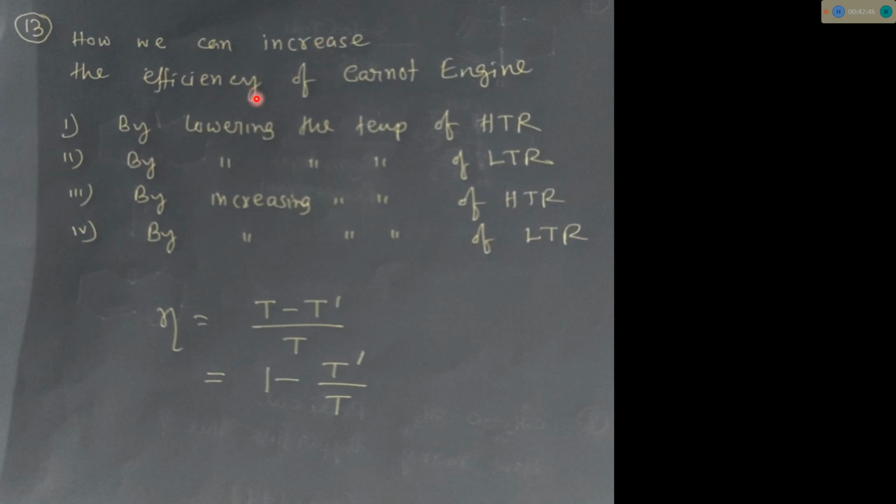So how can we increase the efficiency of a Carnot engine? By lowering the temperature of HTR, meaning high temperature reservoir, or you can say source, or by lowering the temperature of the low temperature reservoir, meaning sink. High temperature reservoir means source, low temperature reservoir means sink. This is the formula of efficiency, (T minus T dash) by T. T is the temperature of the high temperature reservoir, T dash is the temperature of the low temperature reservoir. So 1 minus T dash upon T. This is the efficiency of a Carnot engine.